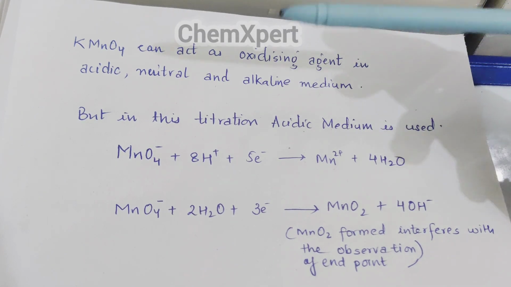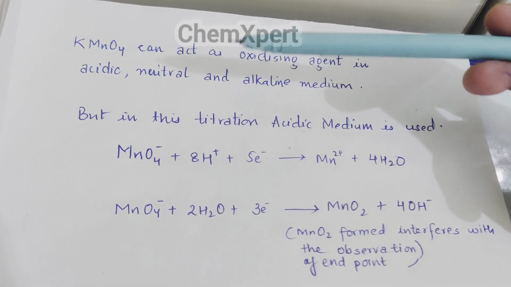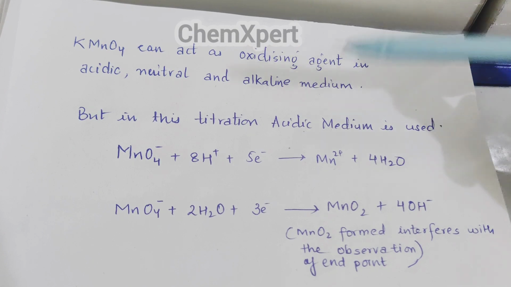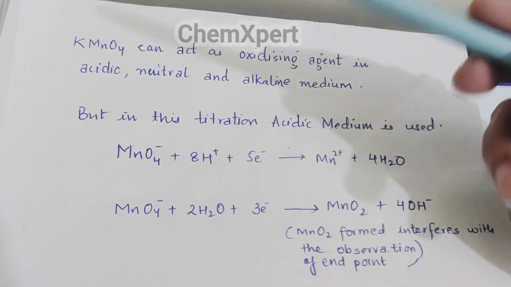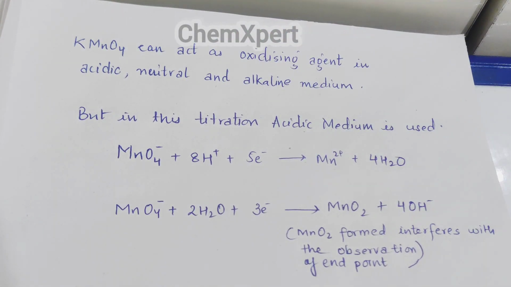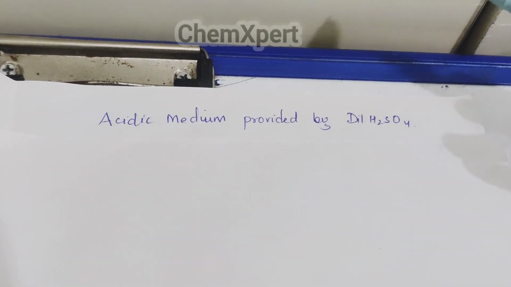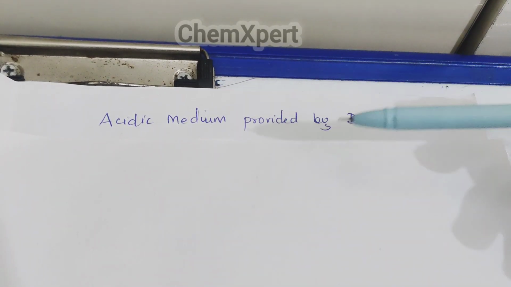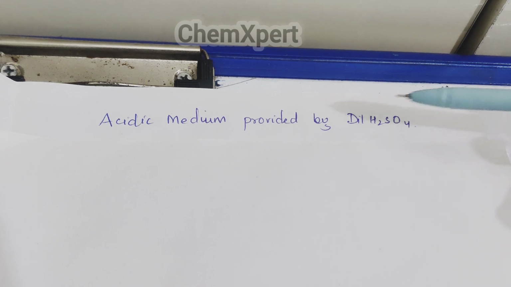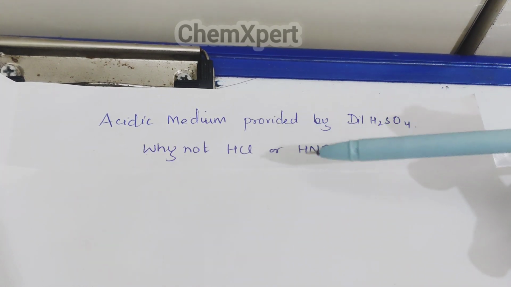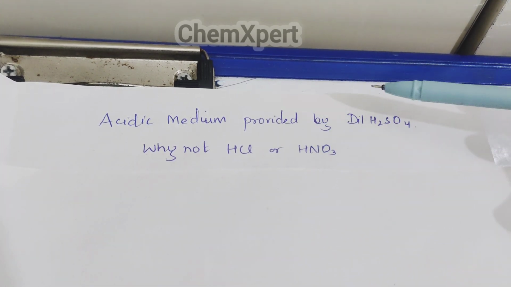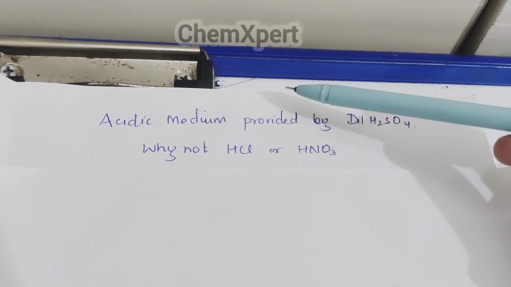And why acidic medium and why not neutral? Because in order to prevent the hydrolysis, we require an acidic medium. So acidic medium is used. Now the next important concept, that acidic medium is provided by dilute H2SO4, but why not by dilute HCl or HNO3? So first important point, what is the role of the acidic medium?